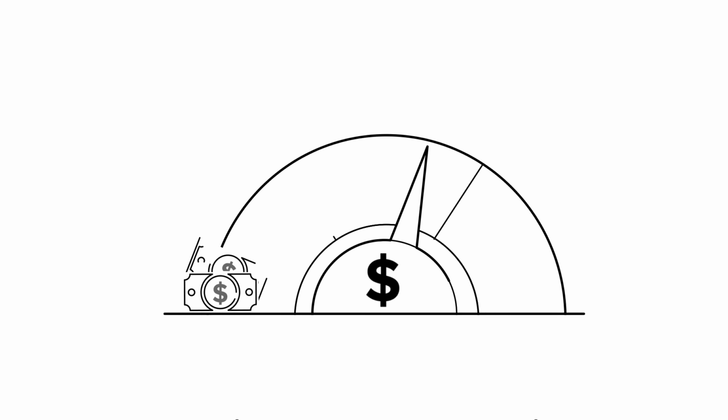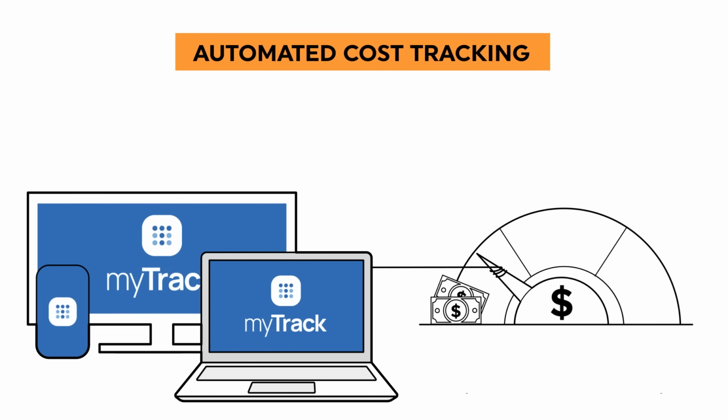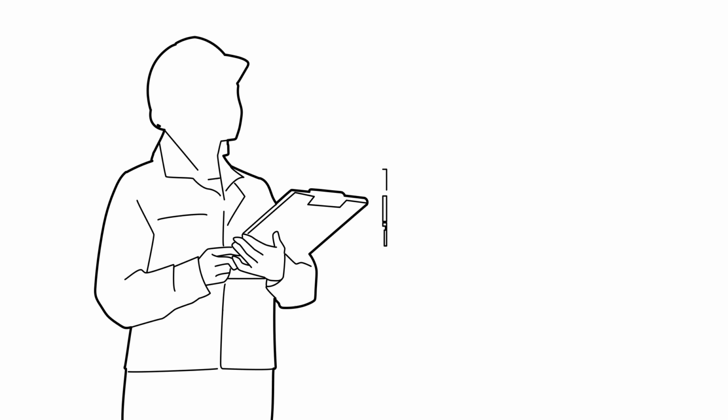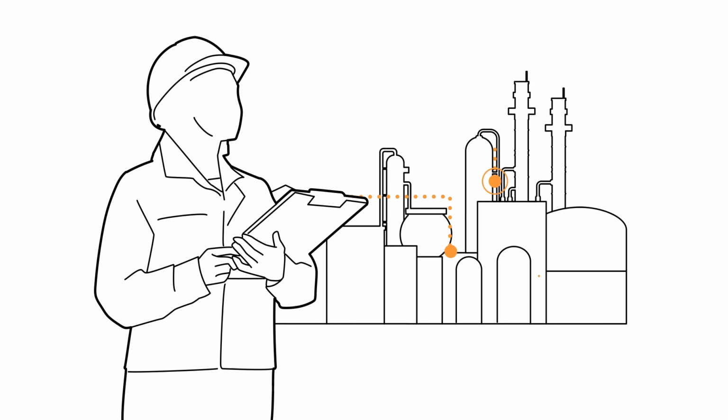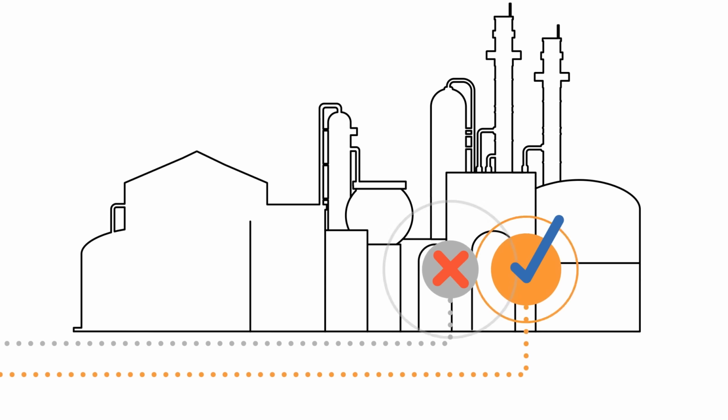planning. Finally, myTrack gives companies full control over costs with automated cost tracking, detailed cost reporting, and rate enforcement, ensuring that contractors are billing accurately for services provided and preventing overbilling, double billing, and the misapplication of rate structures.